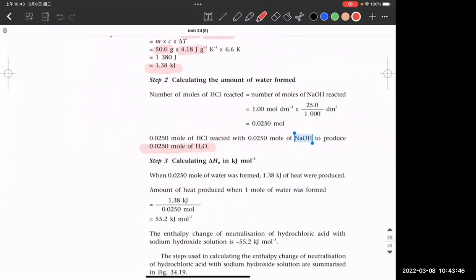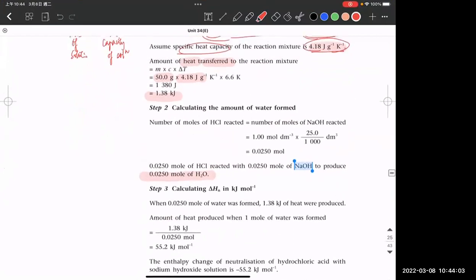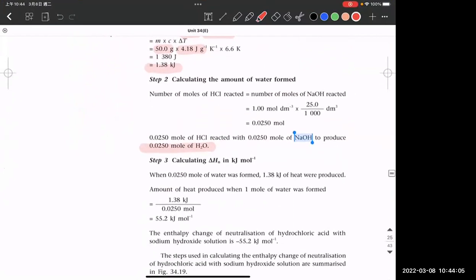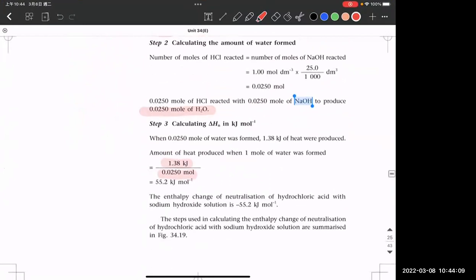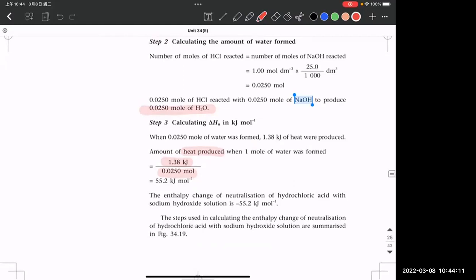Now, so nice that we have a monobasic strong acid and an alkali to react. They are in equal moles. So it's 0.0250 mole. Water to be formed is also 0.0250 mole. And what you're going to do is to divide 1.38 kilojoule over 0.0250 mole. Now, remember, you are going to make it heat produced. Of course, no sign here. Can you see that? Heat produced, no sign here.